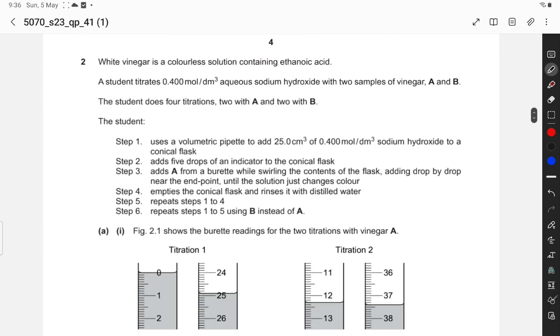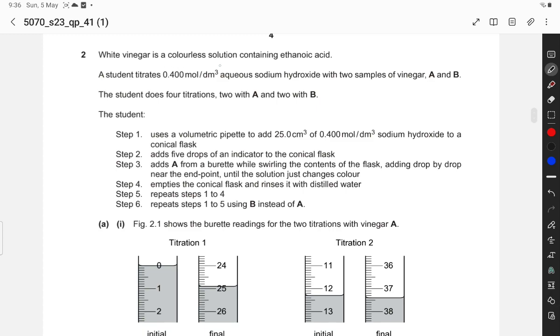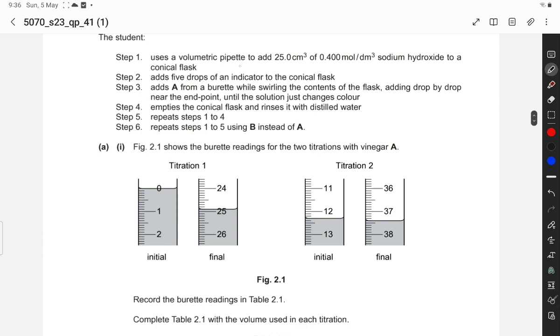So the next question is question number 2. White vinegar is a colorless solution containing ethanoic acid. This is vinegar containing ethanoic acid. A student titrates 0.400 mol per dm cube aqueous sodium hydroxide with two samples of vinegar, A and B. The student does 4 titrations, 2 with A and 2 with B. Step 1, use a volumetric pipette to add 25 cm cube of 0.400 mol per dm cube sodium hydroxide to the conical flask. Please remember that sodium hydroxide is taken in the conical flask.